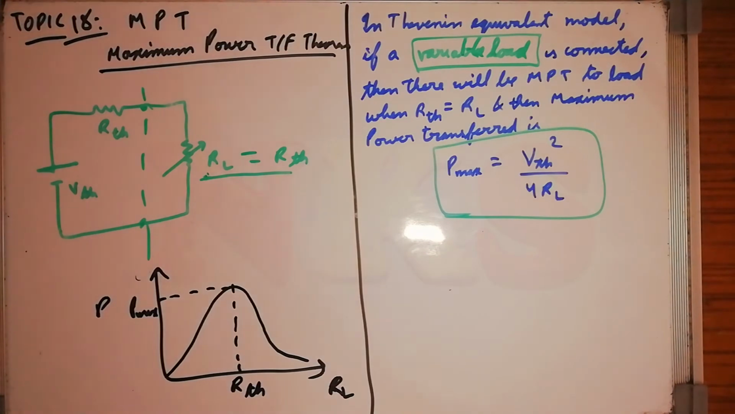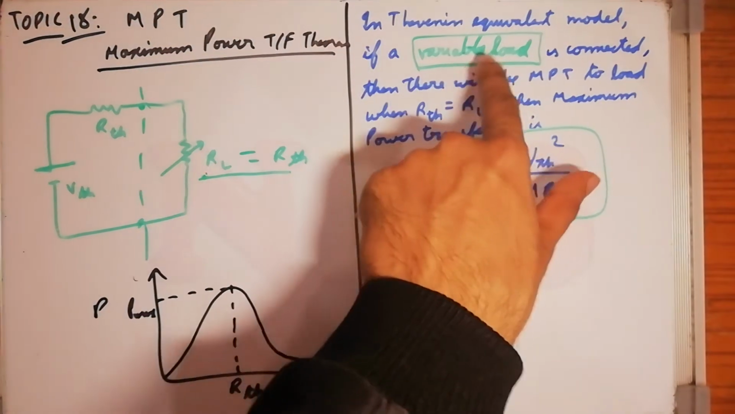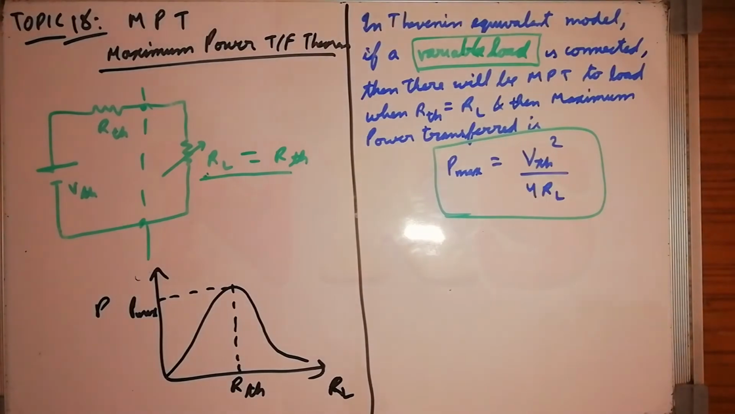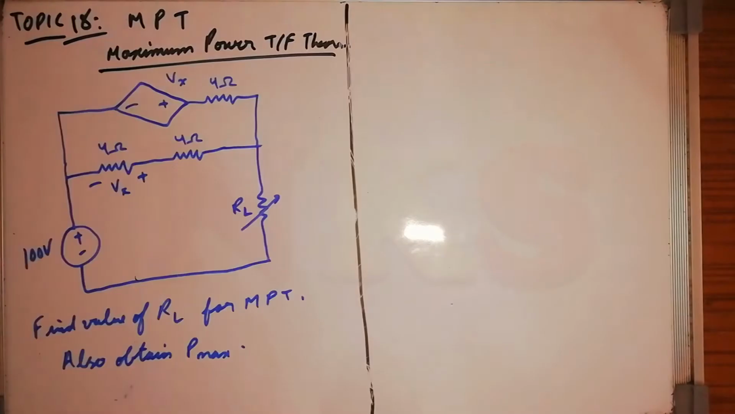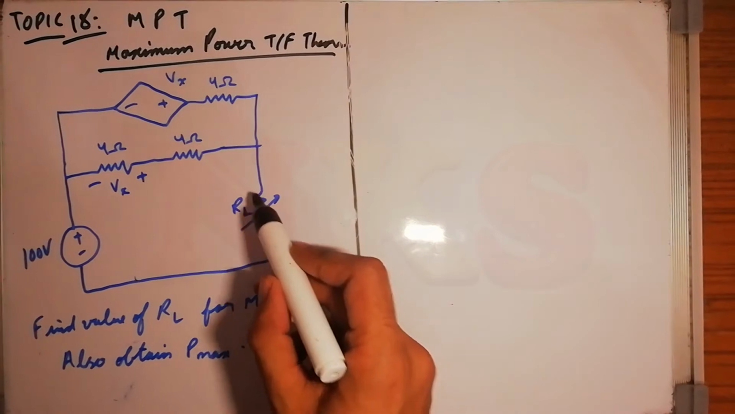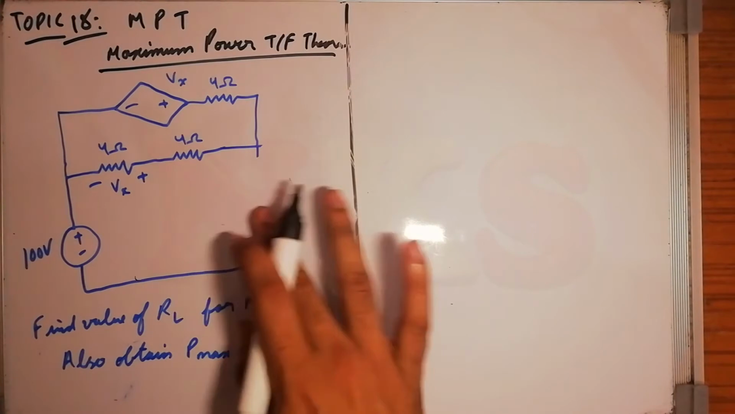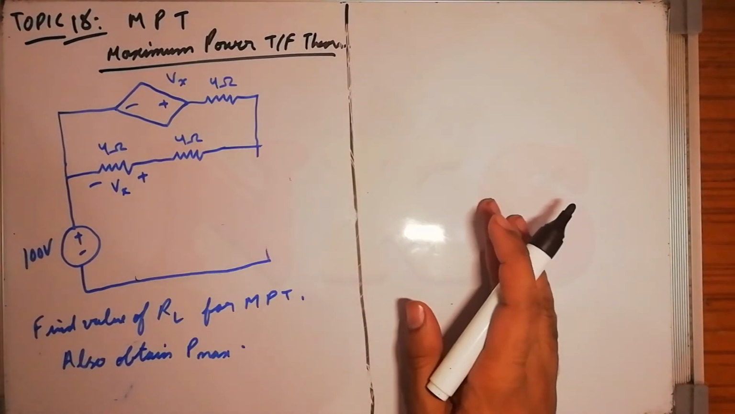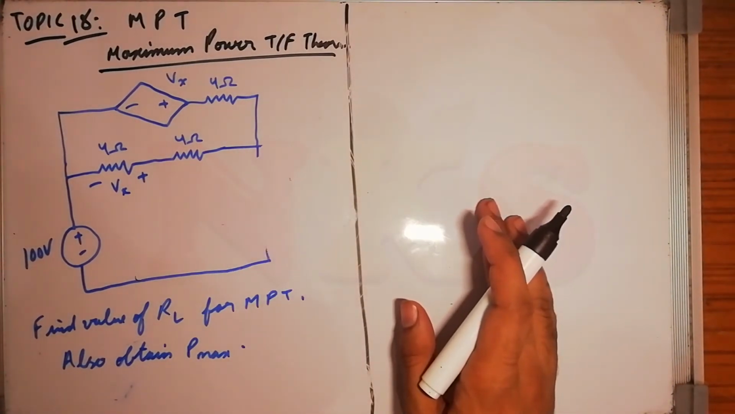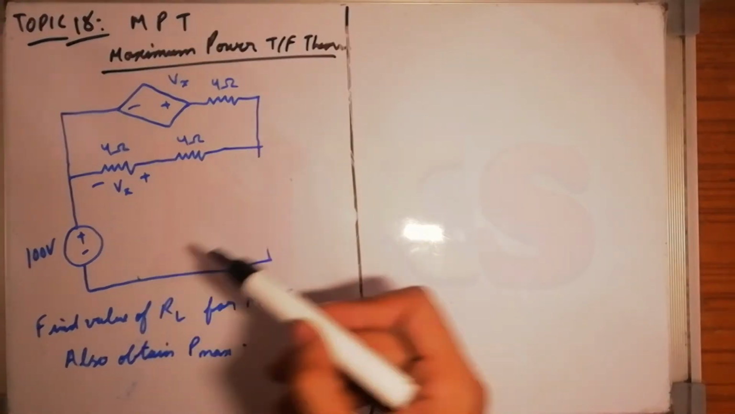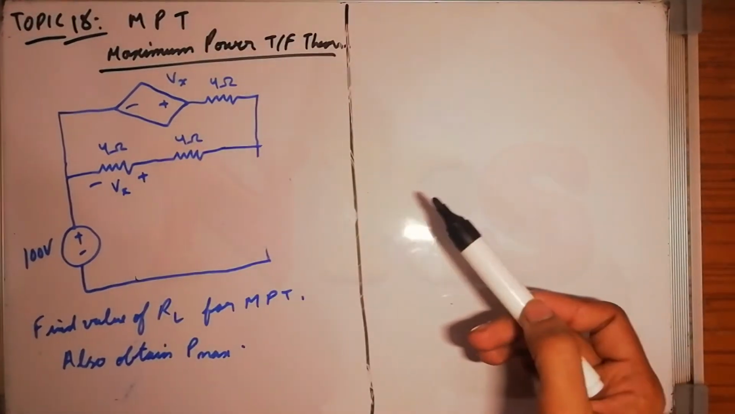Now we will see one problem based on this. And one thing you should always remember, that when a variable load is connected, this is the most important part in this theorem. So how to approach this question? First, you have to find the Thevenin equivalent across this load resistance. So how to find the Thevenin equivalent? I have told you there are 3 methods, but here we can apply only 2 methods, method 1 or method 3, because there is a dependent source.